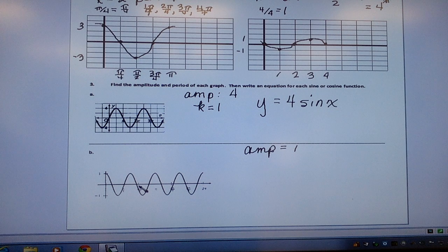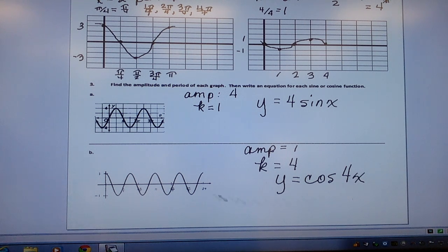And let's count the number of cycles from 0 to 2 pi. So max 0 min 0 max, 1; max 0 min 0 max, 2; max 0 min 0 max, 3; max 0 min 0 max, 4. So it had 4 cycles. That means k is 4. So our equation is y equals, amp is 1, so we don't have to show that, cosine 4x.